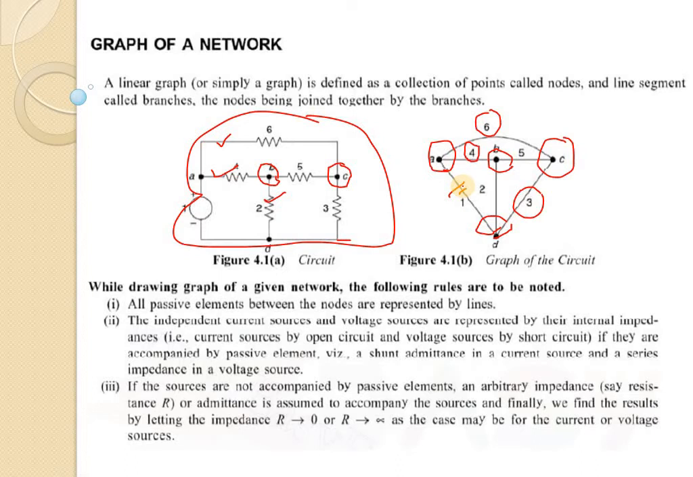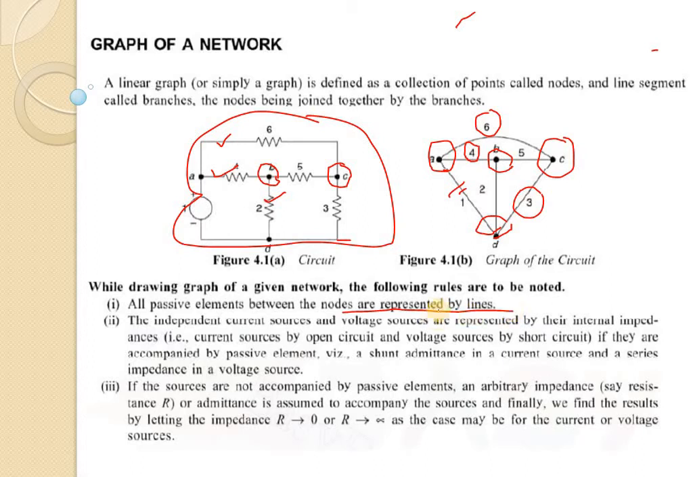If they are accompanied by passive elements like shunt admittance in a current source and a series impedance in a voltage source. Definitely these points we have to remember. First one is passive elements between the nodes. Definitely it will be represented by lines. That means what are the passive elements? Passive elements means resistance, capacitance, inductance. These are passive elements, and when we represent it in a graph, that will be represented by lines.